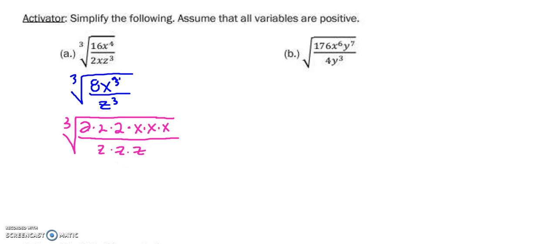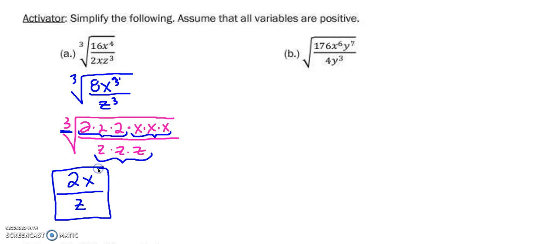And anytime I have a group of 3 of the same factor, since this is a third root, I can take any group of 3 and bring one of them outside of the radical. So here I have a group of 3 2's. I can bring a 2 outside of the radical. Here I have a group of 3 x's. I can bring an x out of the radical. And then in my denominator, I have a group of 3 z's. And so I can bring one of them out of the radical. There's nothing left inside the radical, so I don't need the radical sign anymore. And I'm at my final answer, 2x over z.